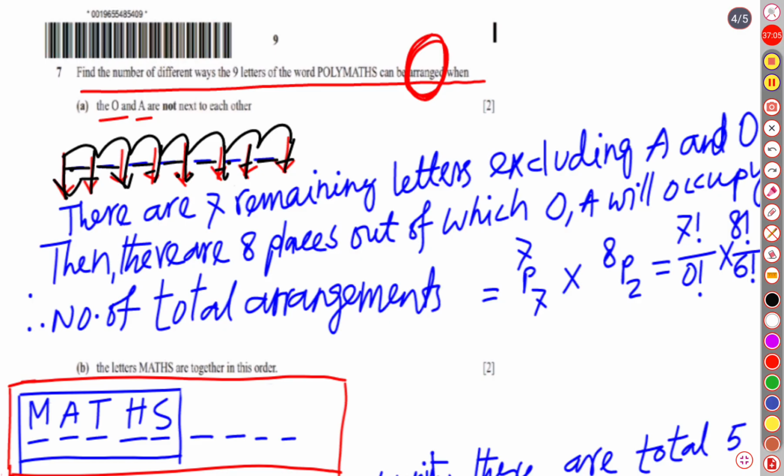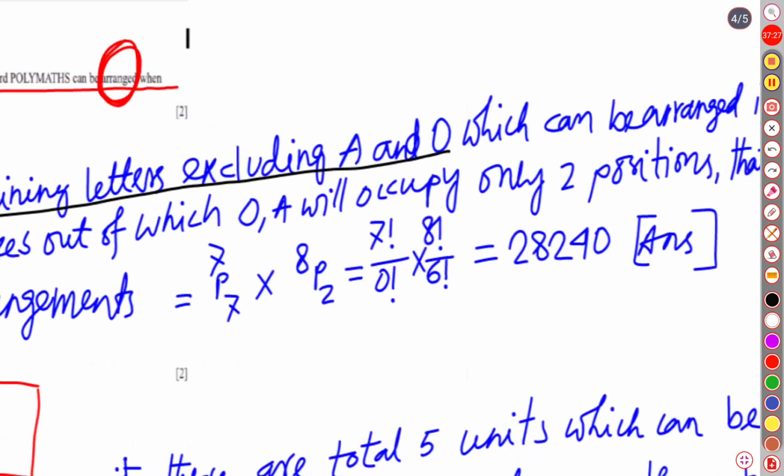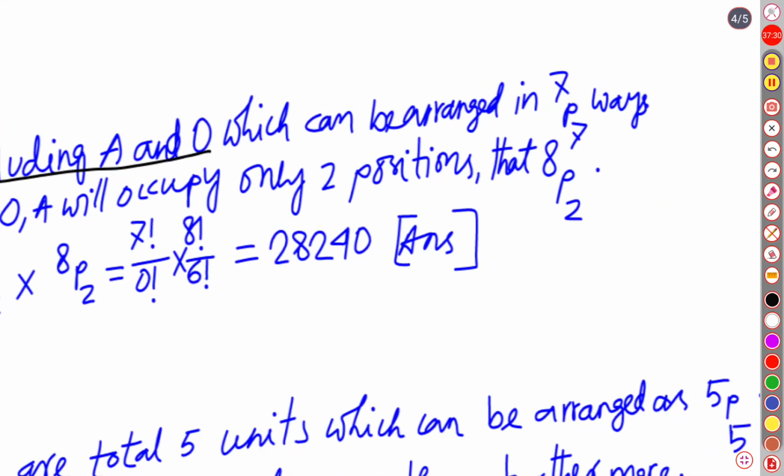Let's see how to do this. First, we will see there are 7 remaining letters, excluding A and O. So these 7 places, 1 2 3 4 5 6 7. So 7P7, there are 7 letters, and for them there are 7 places also. So 7P7 we can write here, for which we can arrange them as 7P7, 7 places and 7 letters equivalent to each other. Then what about the next remaining 2 letters?